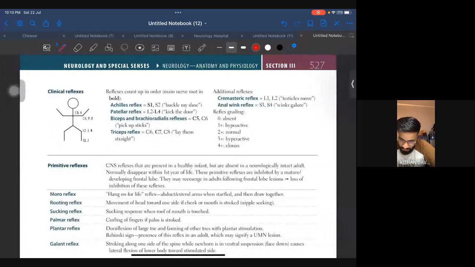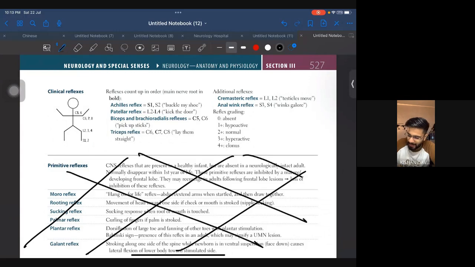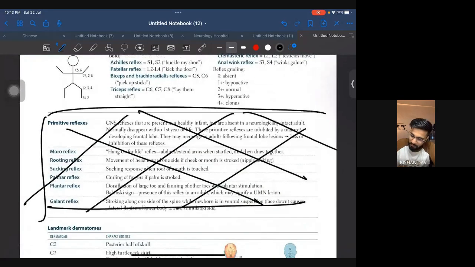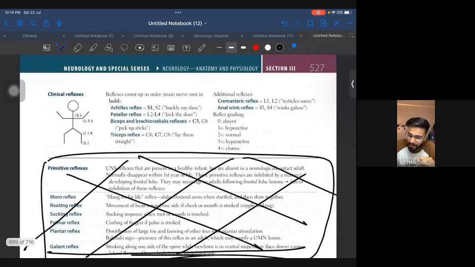Now yeah, over here you can ignore this primitive reflex. This is a part of pediatrics. Step 2 में सीखेंगे, Step 1 में नहीं आएगा. तो ये part छोड़ दो. कभी ना NBME में पूछा, ना UWorld में पूछा. Coming to clinical reflexes.